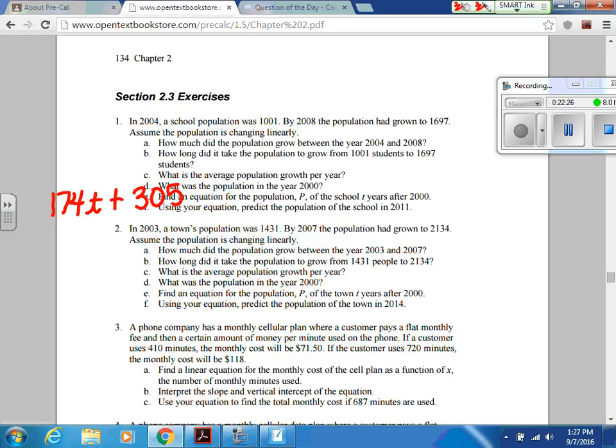I'm going to know how many kids are going to be in the school in the year 2000 using this, or 2011 using this equation. Do I put 2011 in for T? What do you put in? Why 11 and not 2000? Right. T is years since 2000. Okay, great. So, see, these are in your book online.